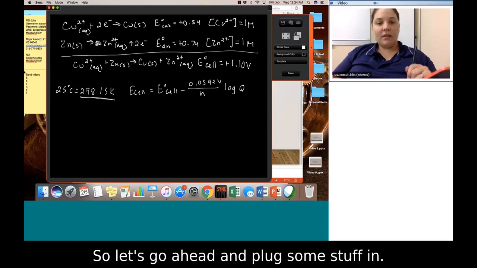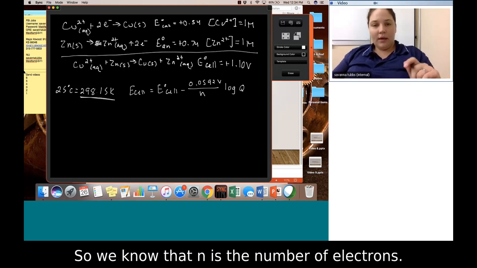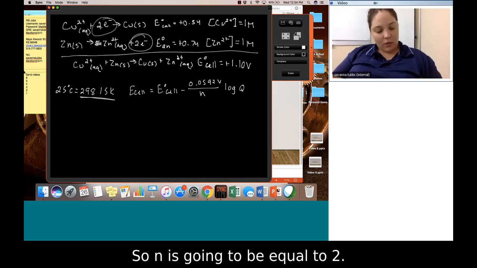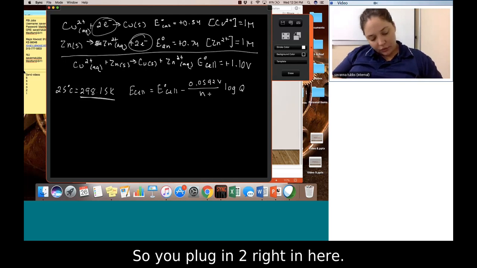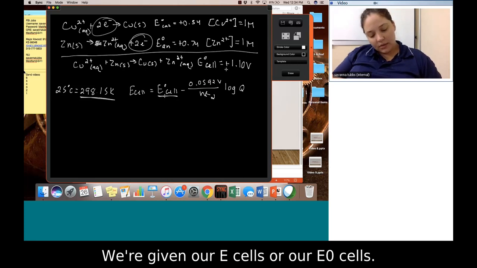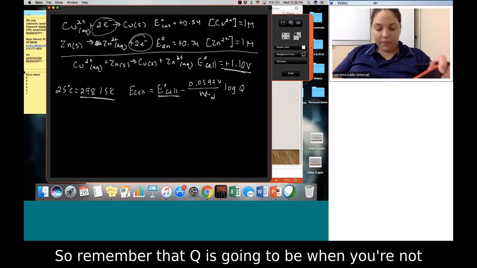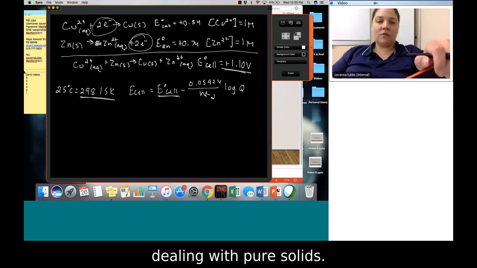So let's go ahead and plug some stuff in. So we know that n is the number of electrons, and we see that we have 2. So n is going to be equal to 2. So you'll plug a 2 right in here. We're given our E naught cell, and then now we need to figure out what our Q is.